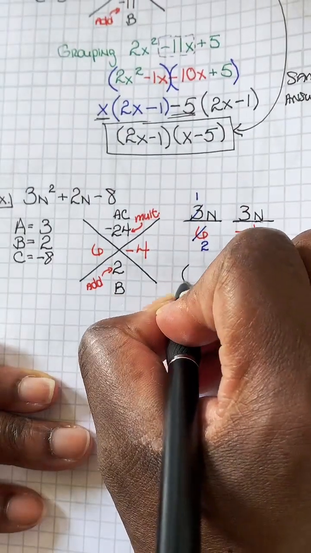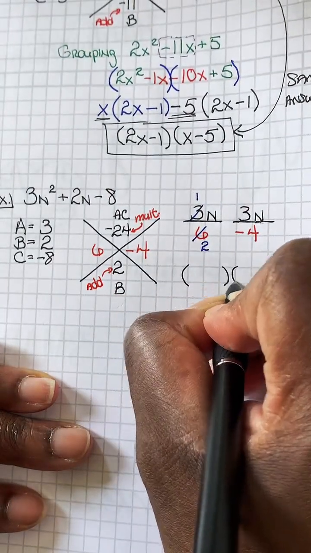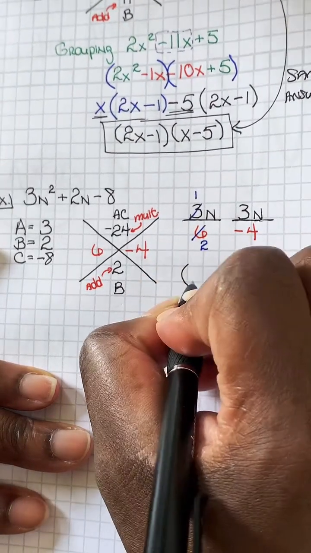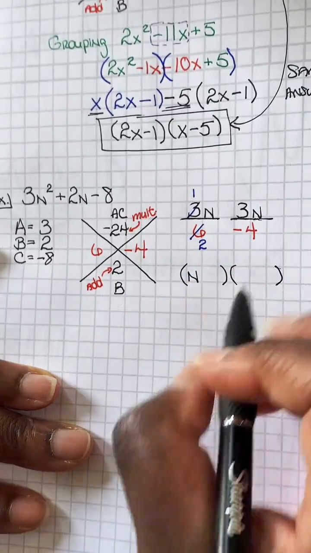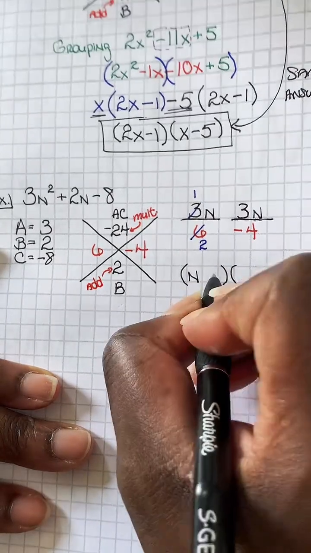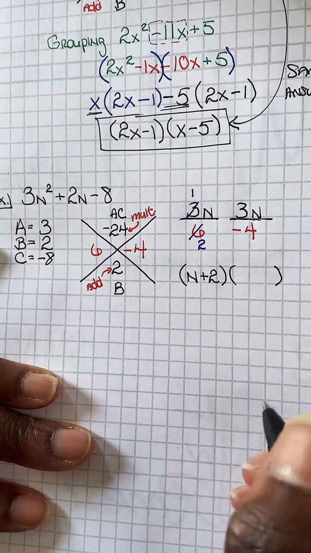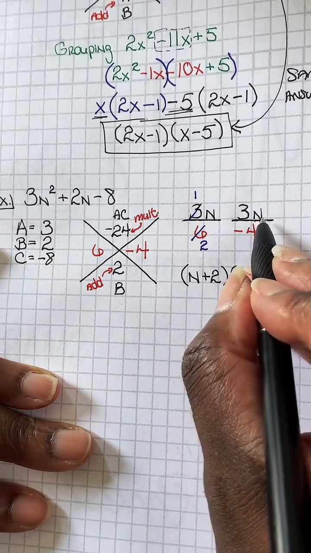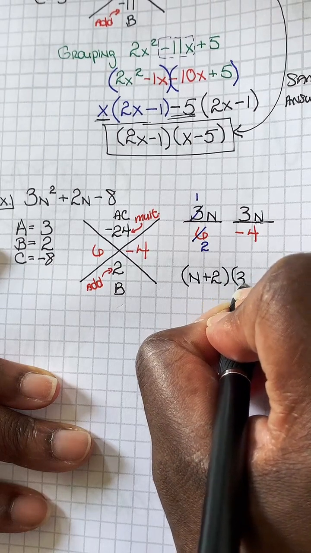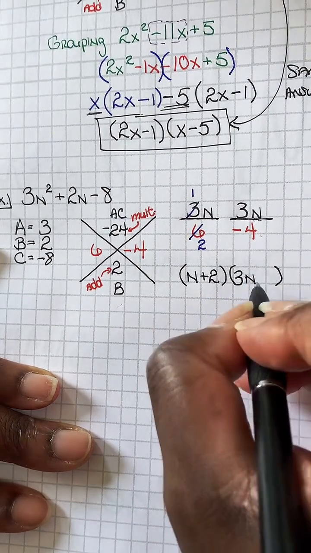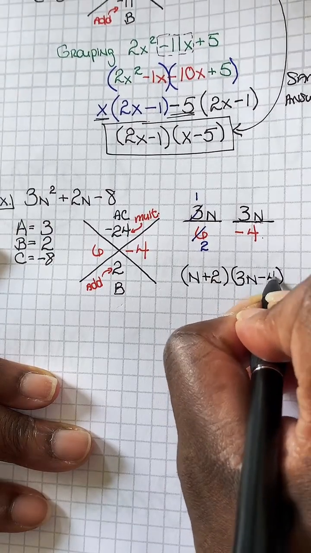So let's start off. I have my 1n, or just n, and since this is a positive 2, plus 2. The other one, starting with the numerator, is going to be 3n, and my denominator is -4.